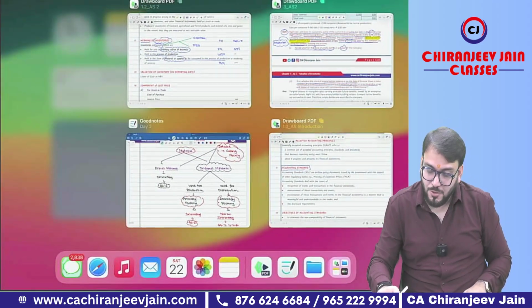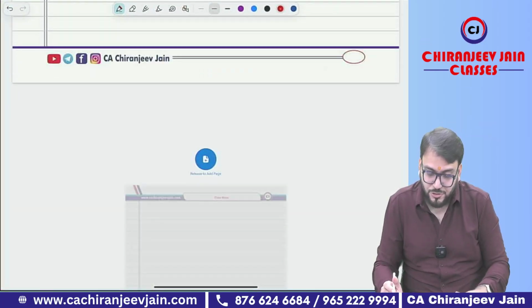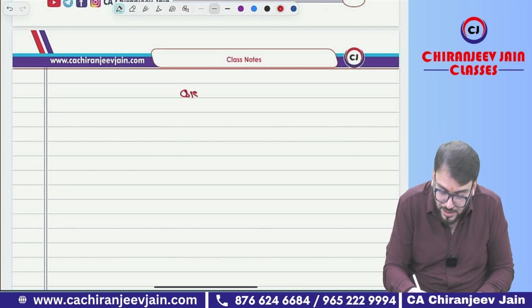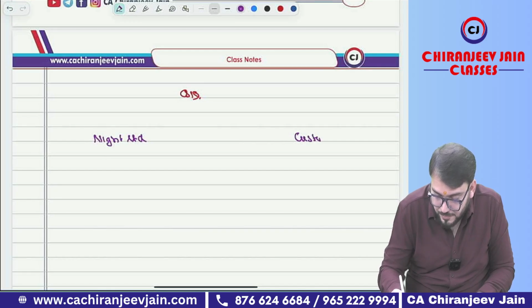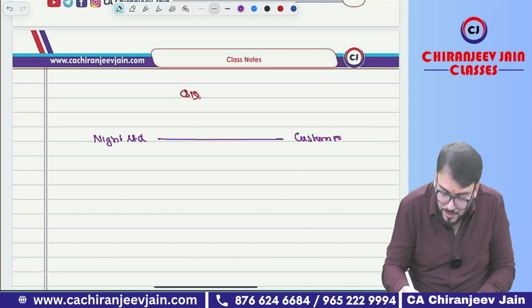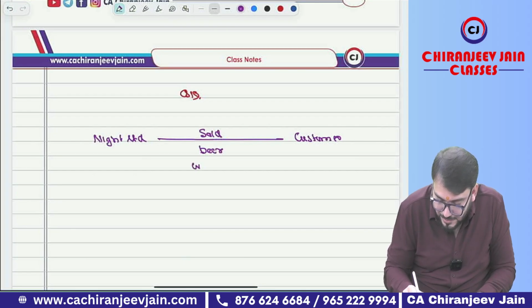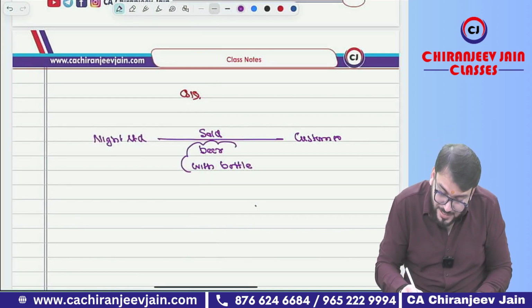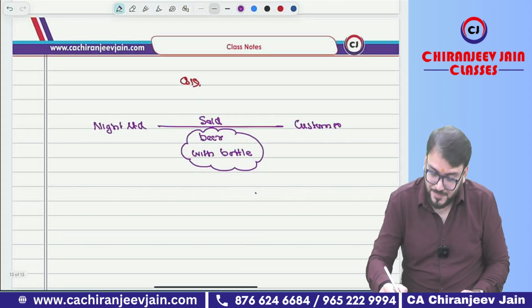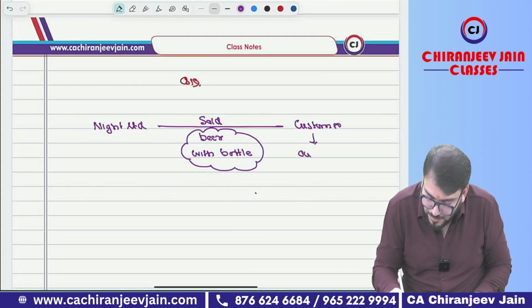Let me explain what actually happened. We are doing question number 19. It is Night Limited. This is the customer. Night Limited has sold beer with bottle. Now who is the owner of this bottle? Beer and bottle both sold, so can you say now the customer becomes owner of the bottle?